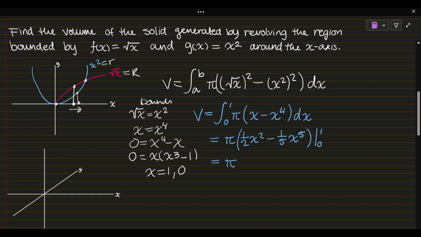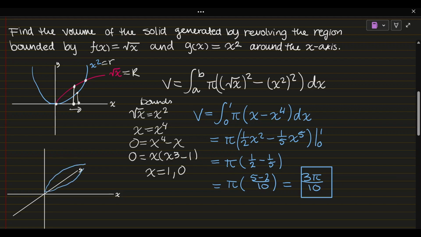That's going to be pi times, when I evaluate at 0, everything zeroes out so I don't have to worry about it, 1/2 minus 1/5. Giving these a common denominator, I get that this is going to be 5 minus 2 over 10, or 3 pi over 10. And that is the volume of the solid of revolution that looks like this here, the one I showed in the intro demonstration. It has a volume of 3 pi over 10.